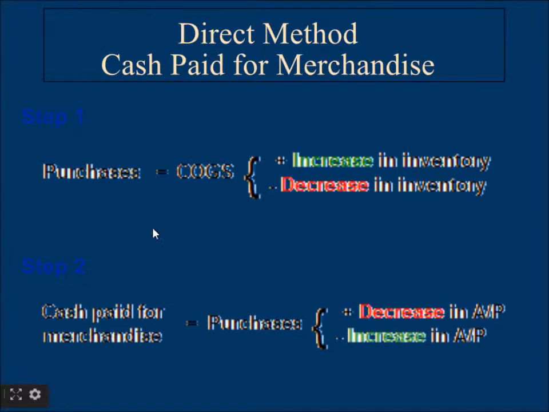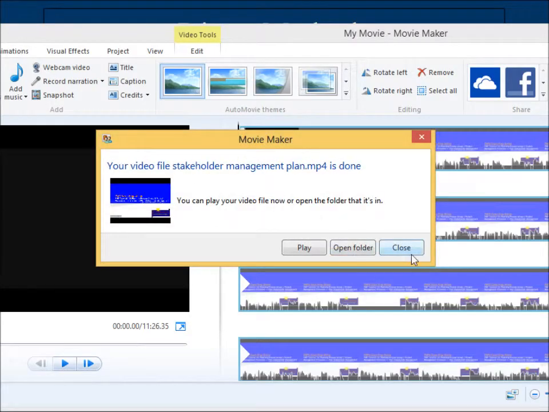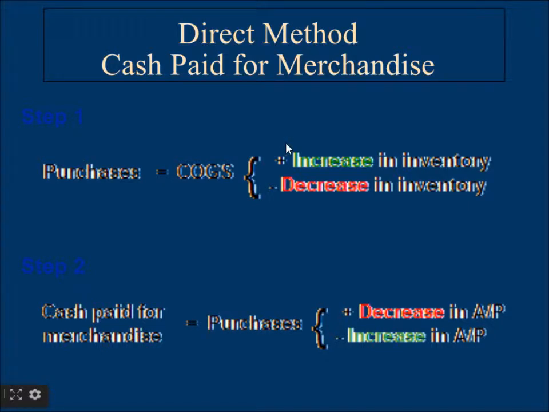In case of purchases, how to calculate the purchases: cost of goods sold plus increase in inventory minus decrease in inventory. In case of cash paid for merchandise, we have to add the decrease in accounts payable to the purchases, or deduct the increase in accounts payable from the purchases. So you need to remember these formulas to make it easy.